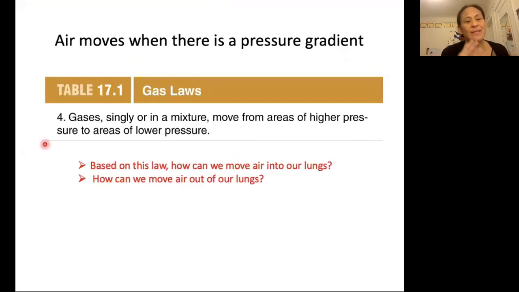Okay, so basically in this section, we are addressing the question, how do we get air to move into and out of our lungs? And to do this, I would like you to consider this gas law right here. Remember that gases are going to move from areas of high pressure to areas of low pressure. Taking that into consideration, think about what we are going to need to do with pressures in order to move air into our lungs, and what we are going to need to do with pressures in order to move air out of our lungs. So take a moment to think about that.